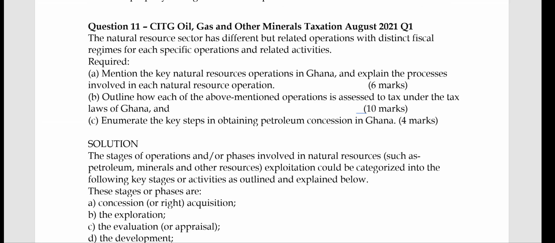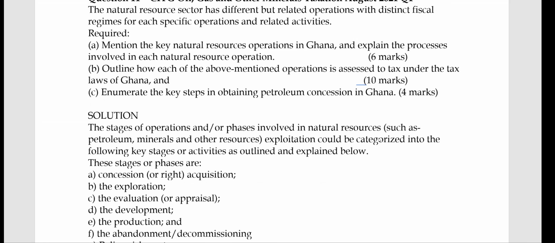You mention the resources, that's petroleum and mineral mining, and then petroleum. And then under each of them, you state and explain the stages. And what are the stages? Concession or right acquisition, exploration, evaluation, appraisal, development, production, abandonment, decommissioning, relinquishment, right? You mention them, you get your 6 marks.